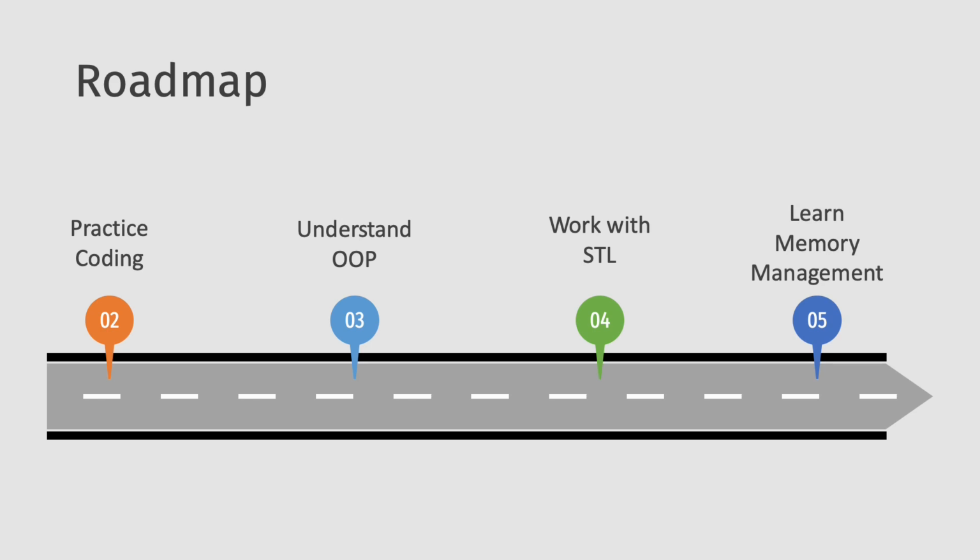Let's delve into the fifth critical step in our journey to becoming a proficient C++ software engineer. Learning memory management. This step involves mastering the intricacies of handling memory dynamically in C++. Here is a breakdown of key topics within this step.